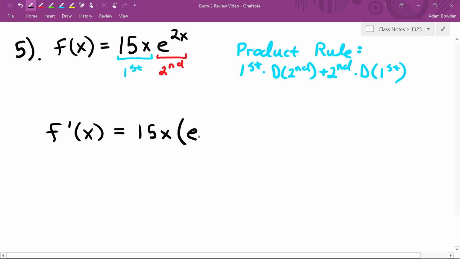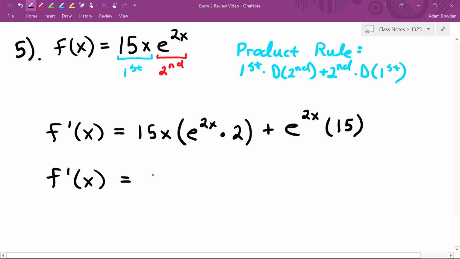The derivative of e to the 2x still has e to the 2x. Also, we'll need to multiply by the derivative of the 2x, which is 2. So that part will go e to the 2x times 2. First times derivative of the second, plus the second, e to the 2x, times the derivative of the first, derivative of 15x, just 15. So we'll write this as f prime of x is equal to 30x e to the 2x plus 15e to the 2x.